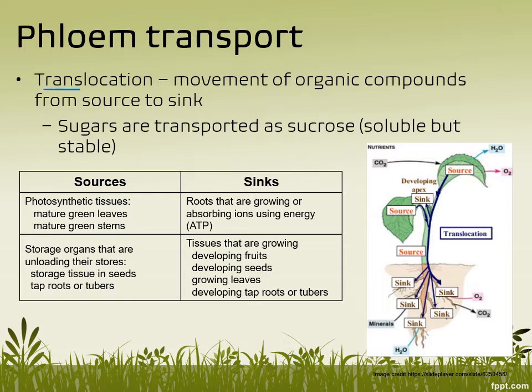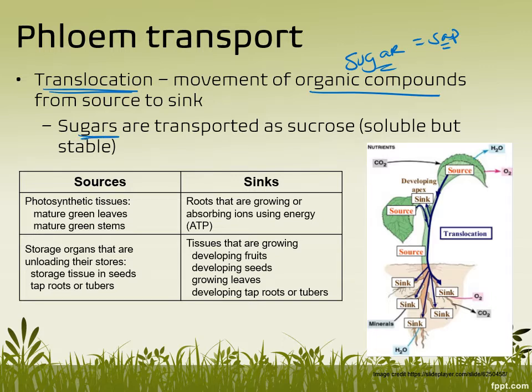So translocation is what happens in phloem. It is the movement of organic compounds from source to sink. We're going to talk mostly about sugars, and when I have sugars dissolved in the plant, we're going to often call that sap. So sap, or sugars, moving through the phloem from source to sink.